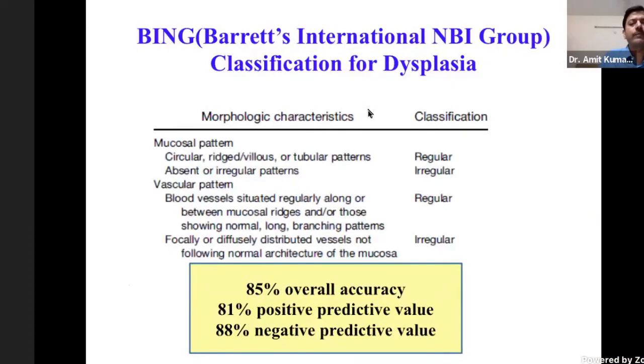So for Barrett's, there is a very simple classification proposed by Dr. Pradeep Sharma and group. They have just said that you look at the surface pattern or the mucosal pattern and you look at the vascular pattern. If there is any irregularity in any of them, then there's an 85% chance that the lesion you're dealing with is a dysplastic lesion. Okay, so very simple to remember. So I'll just show you a couple of examples.